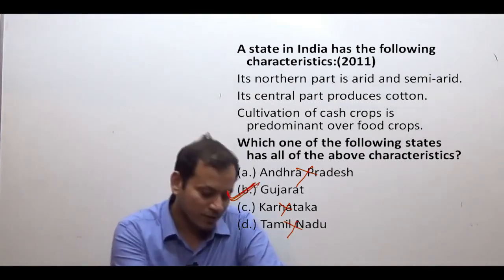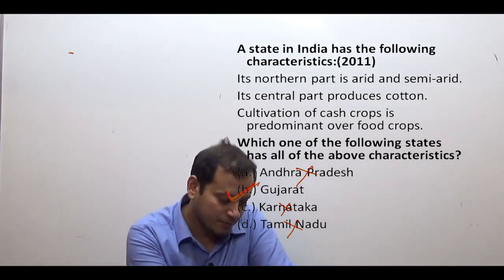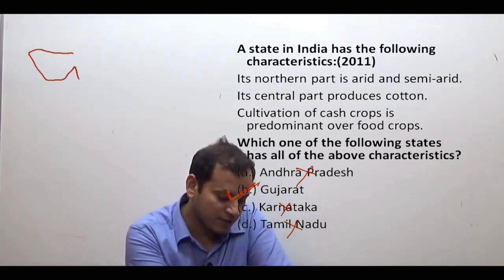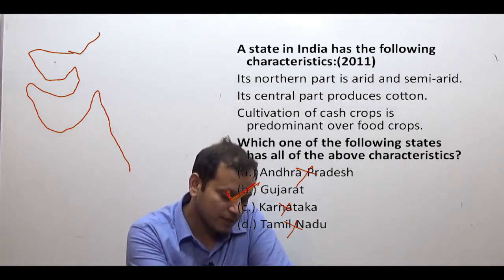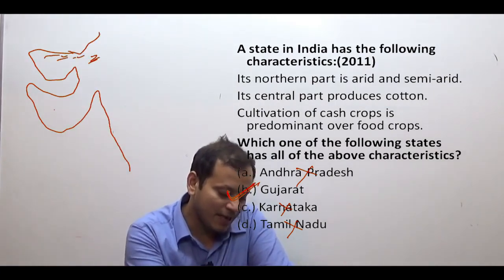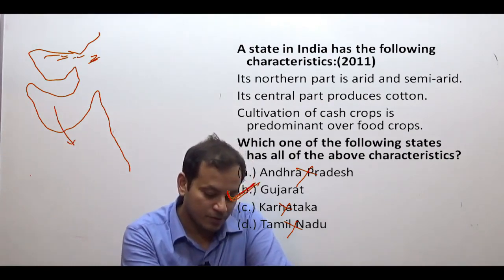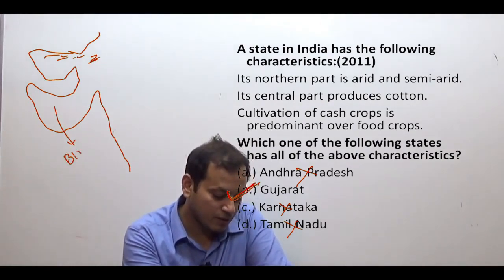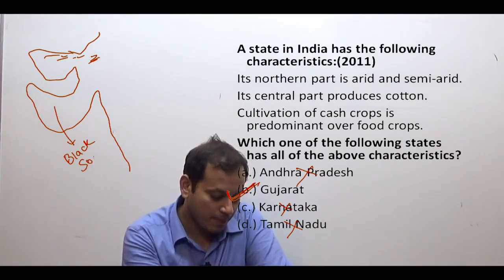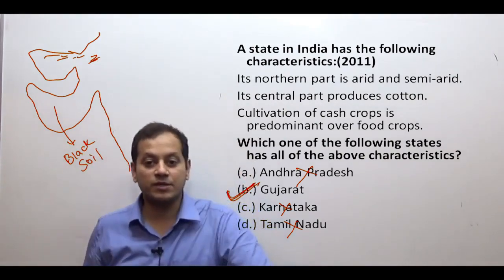Gujarat, we know which is an arid part. The Gulf of Kutch region is arid. This is arid and semi-arid, and here you have black cotton soil and black soil in this region.